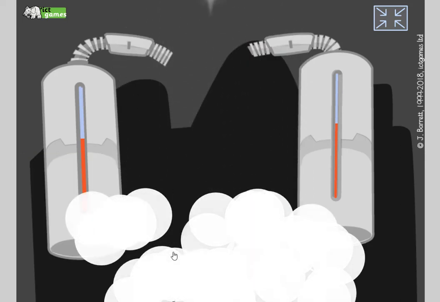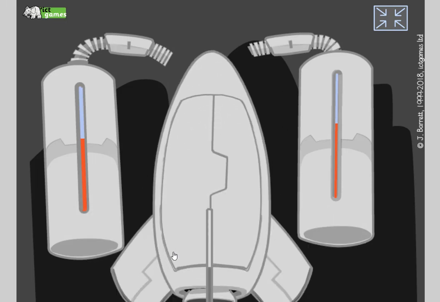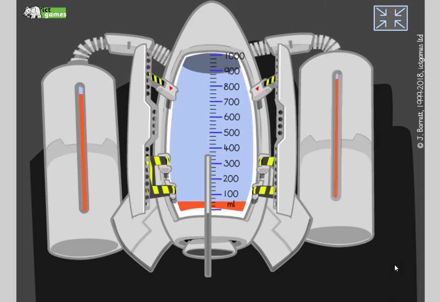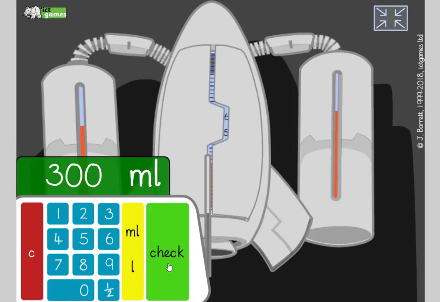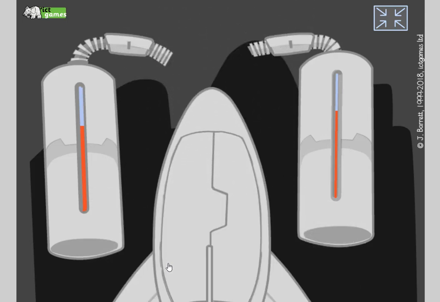So I press check. And off it goes. Here comes the next one. Get ready to fill up. Send someone else to space. Okay, not your brother. Okay, how much has that one got in it? Yeah, 300 milliliters. There we go. There we go. Here comes the next one.